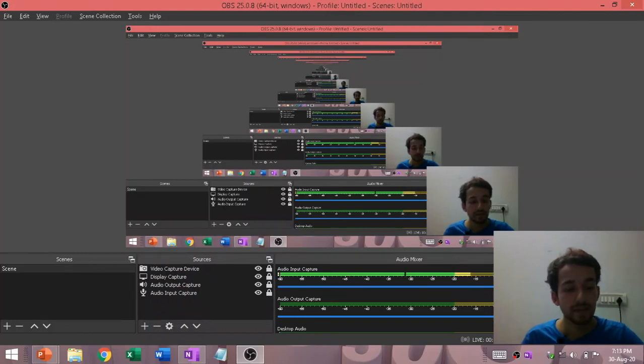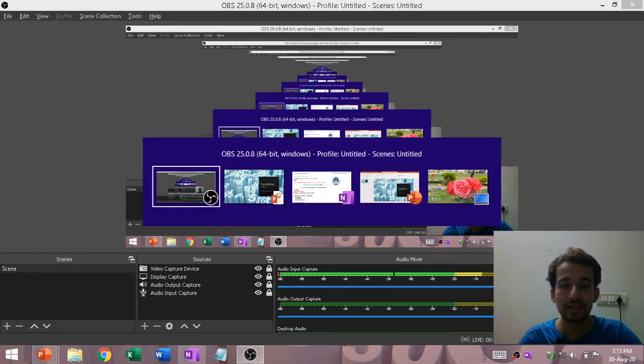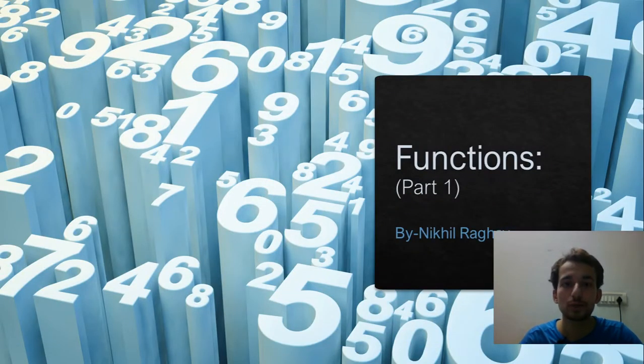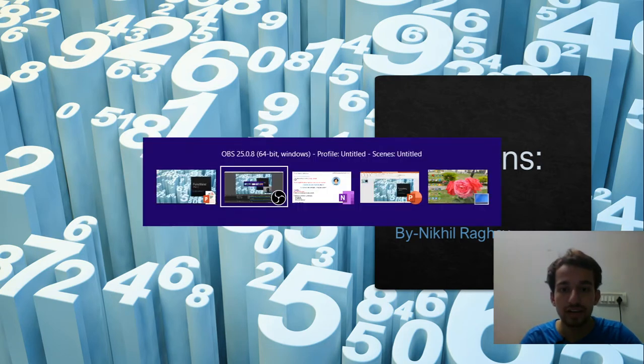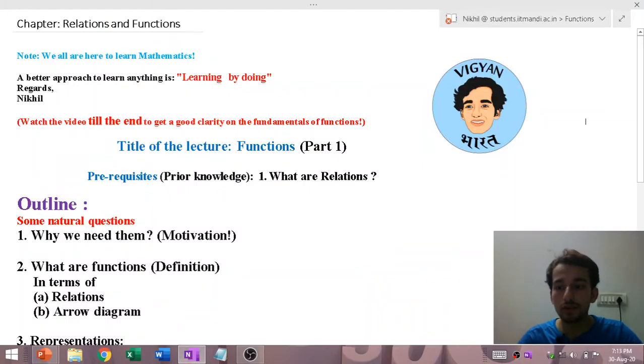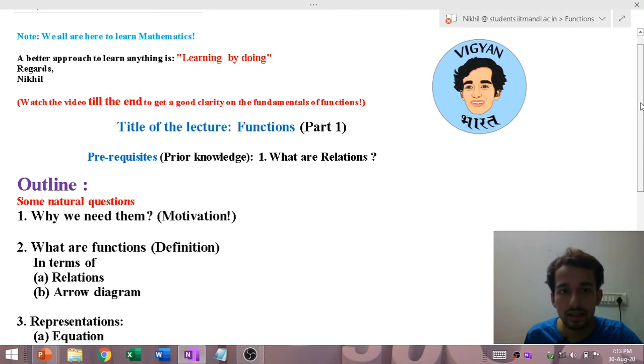Hello everyone. So the title of today's lecture is functions. In today's lecture, we're going to study what these functions are. So let's start with the lecture today. If you can see here, what I have just described is the category under which this title comes, relation and function. And let's move forward.